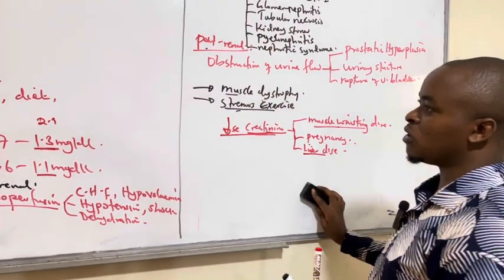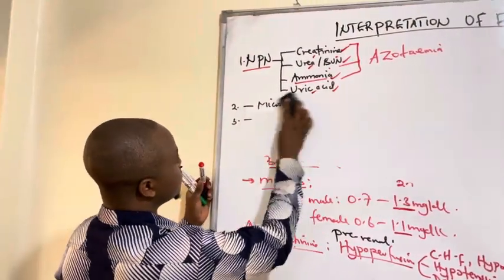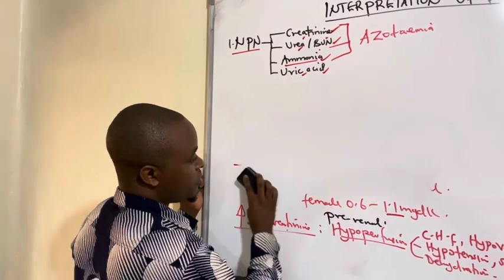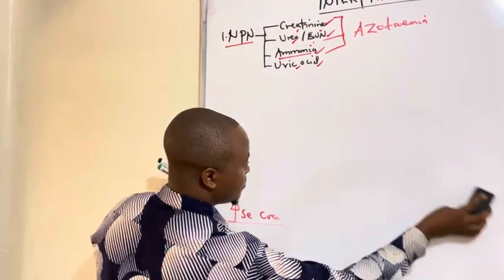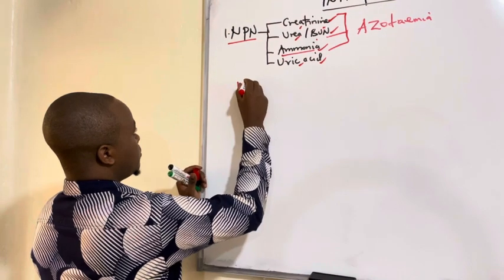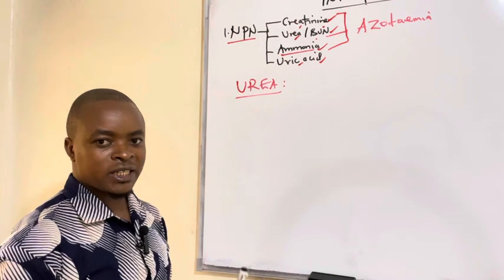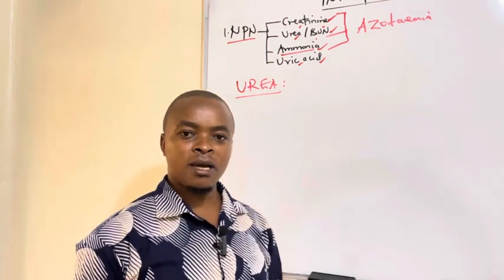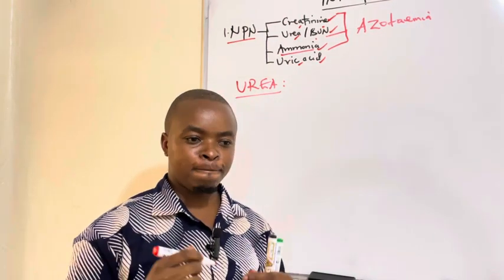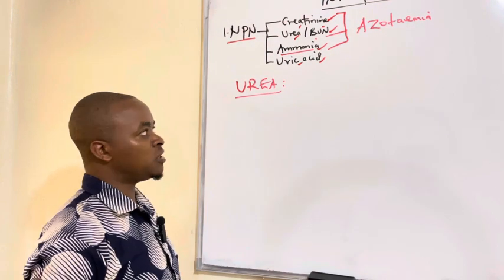So the next thing I want to talk about in this position is urea. By this urea, there is also another video in which we looked at how we determine urea by Berthelot's, by the enzymatic method, and by the diacetyl monoxime method. There are three methods we use to determine urea.